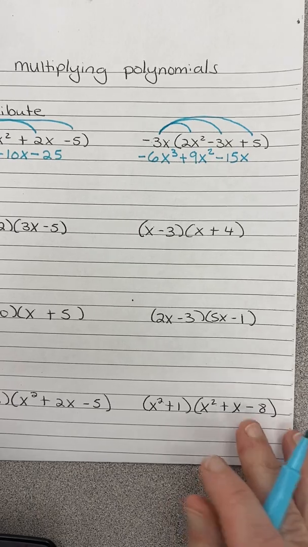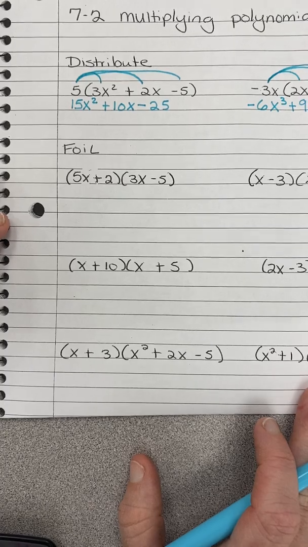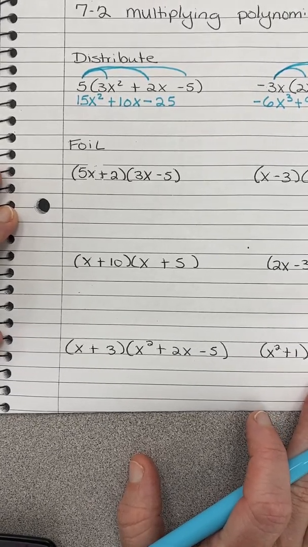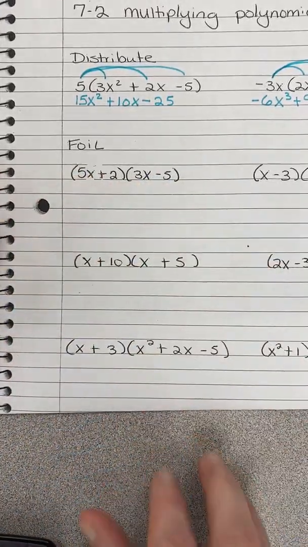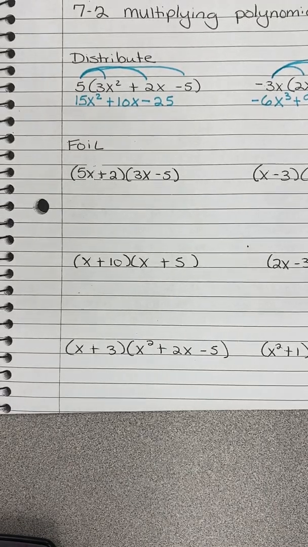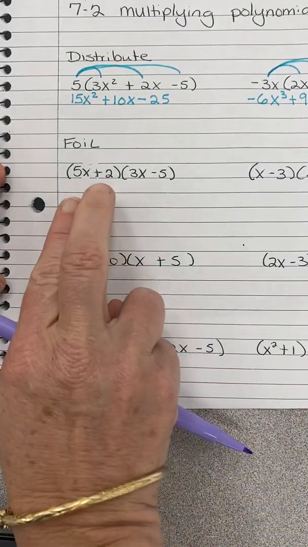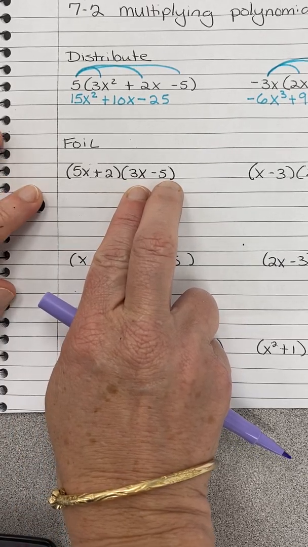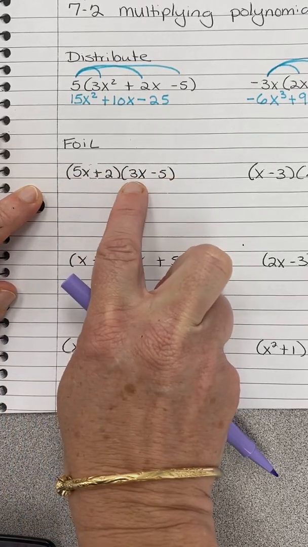Now, this next part, there's a few different ways that you can do this. I'm just going to show you what's called the FOIL method. Sometimes people will say distribution, and sometimes you can also make a chart and multiply it that way. I don't mind which way you use, but I'm just going to show you one because I feel like this is what gets used most often. So in these examples, I have a binomial being multiplied by a binomial. What we have to do is almost like distribute the 5x to everything in here and distribute the 2 to everything in here.